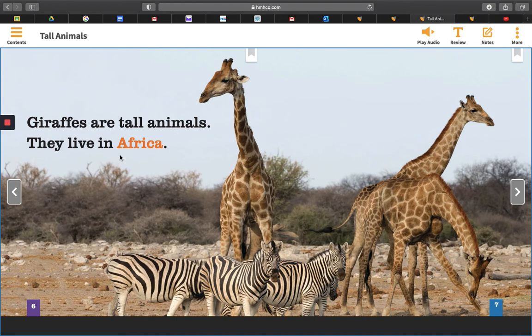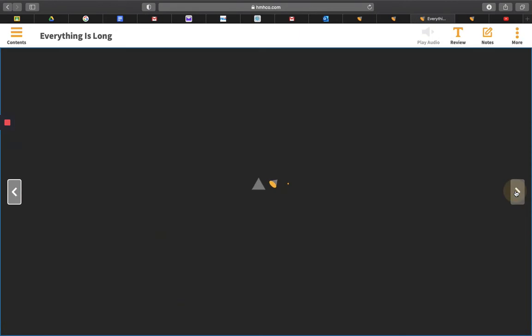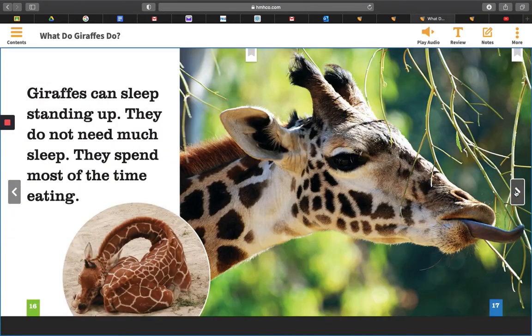It says, giraffes are tall animals. They live in Africa. Look how our word is a different color. We've talked about that text feature. That's important. They live in Africa. So my book is telling me where giraffes live, and that's helping me answer my question, where do giraffes live? So I could say, giraffes live in Africa.